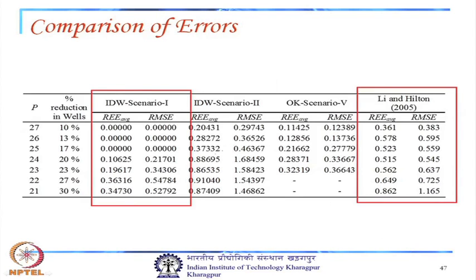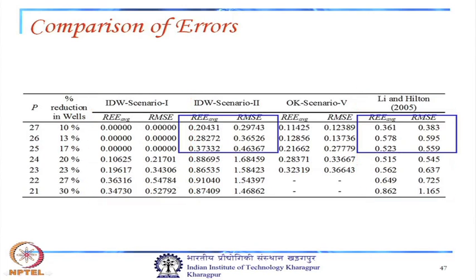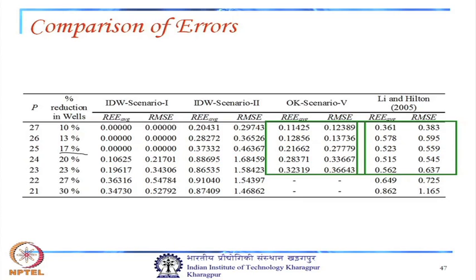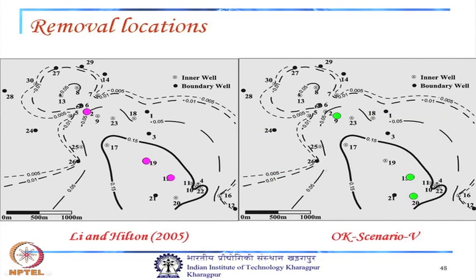So, for the IDW scenario, we have compared this with the existing solution, and our IDW scenario 1 is far better compared to the existing results. Also, up to 17% reduction in wells, this is performing better. As I have already said, the configuration of monitoring wells is also an important thing here. And the ordinary kriging scenario outperforms the existing results. These are the removal locations for both cases. We have found a different configuration, that is why our results are better.